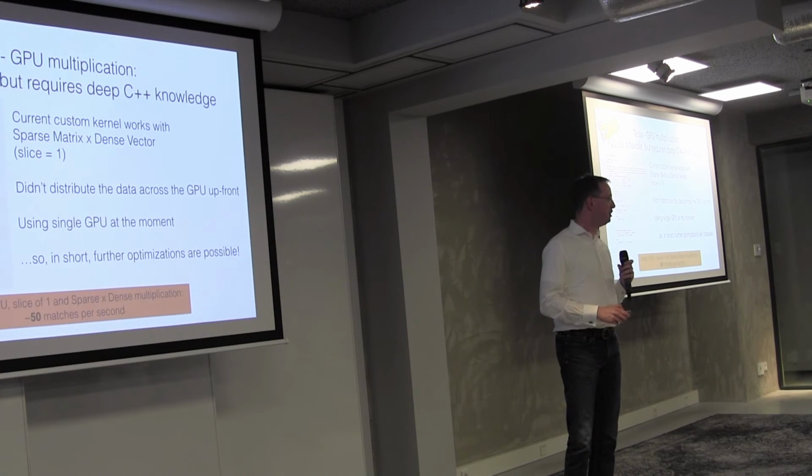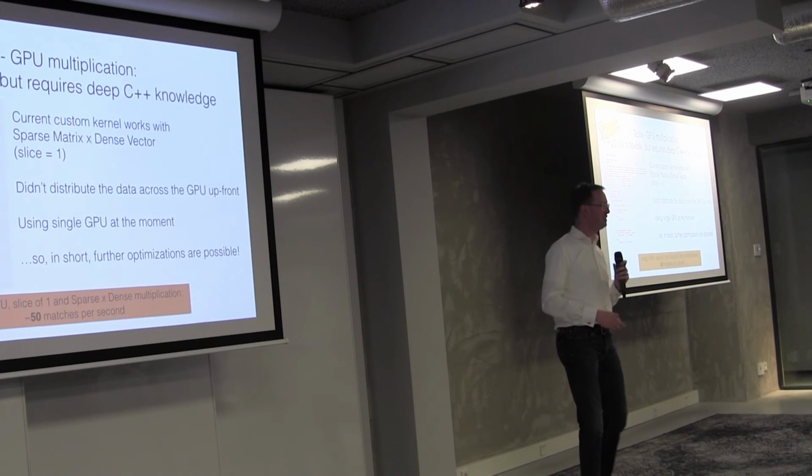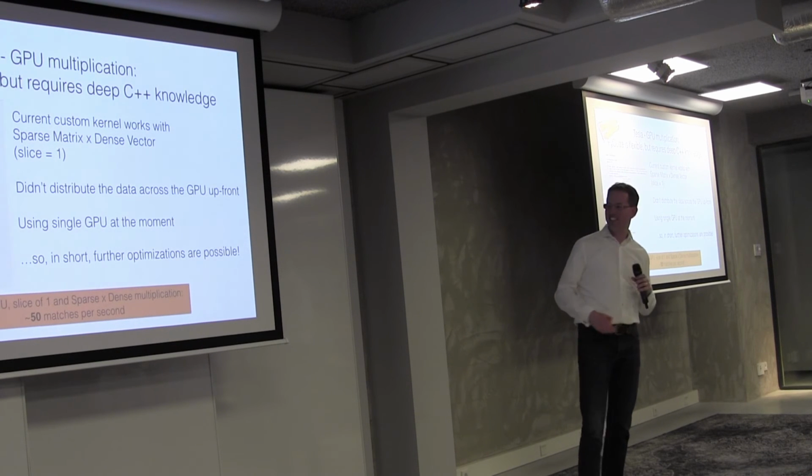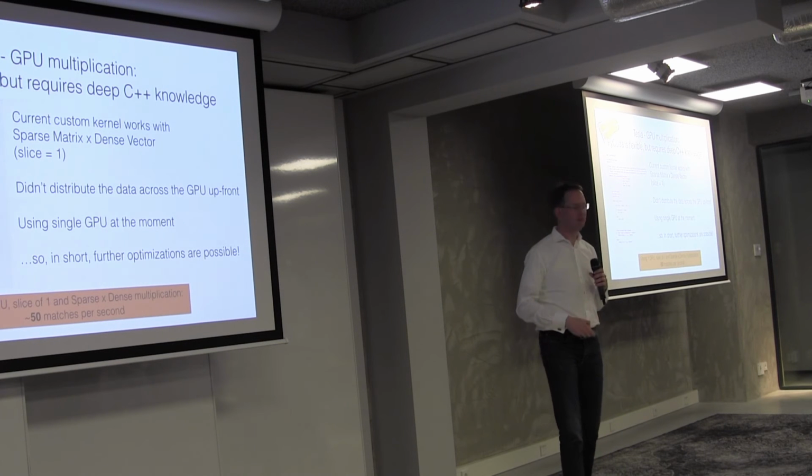So if anybody here has a sparse matrix times sparse matrix multiplication package lying around, please approach us after this talk. We'd love to. What is important to note is that this sparse times dense multiplication was a lot faster than doing it on the CPU.